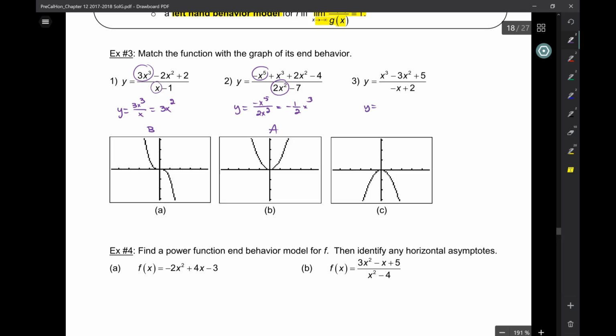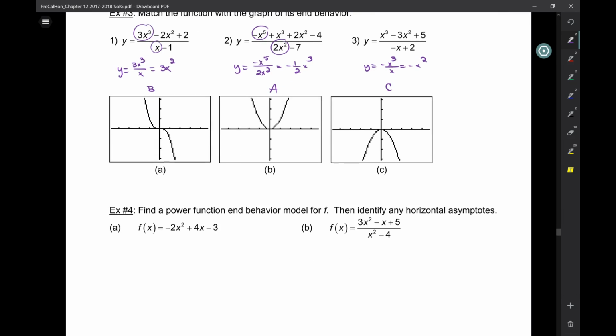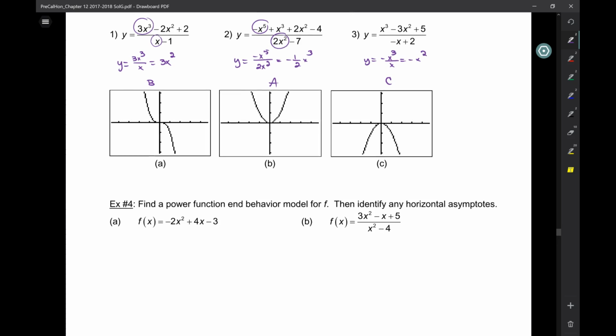Well, y equals negative x cubed over x, which is negative x squared. Yup, it is. Okay? So I know everybody tries to graph those 3 and they're like, oh my God, none of these are the same. Well, because they're not supposed to be. So this is the end behavior model, right?